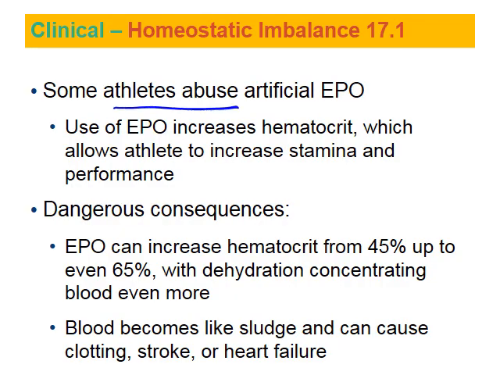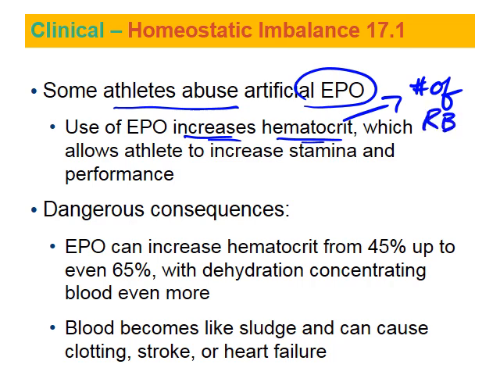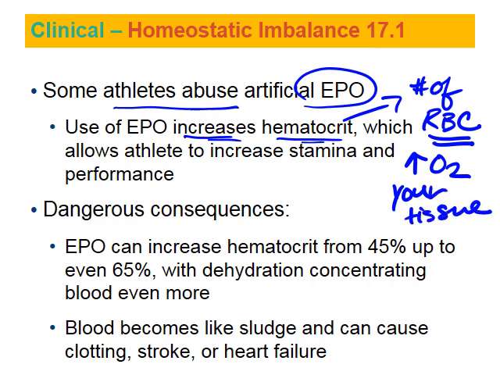So interesting, some athletes can actually give themselves artificial EPO. So they give themselves erythropoietin to increase hematocrit. What are we talking about here? Increase the number of red blood cells. If you're an endurance athlete and you increase the number of red blood cells, you could also increase the amount of oxygen you supply to your tissue. So if you increase the oxygen to your tissue, you might be able to increase stamina and performance.